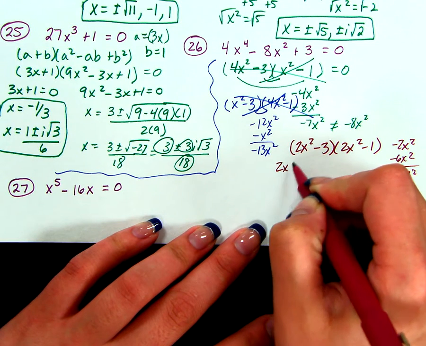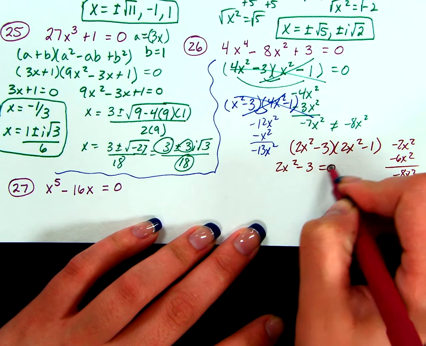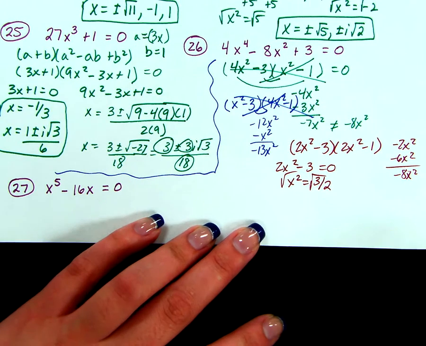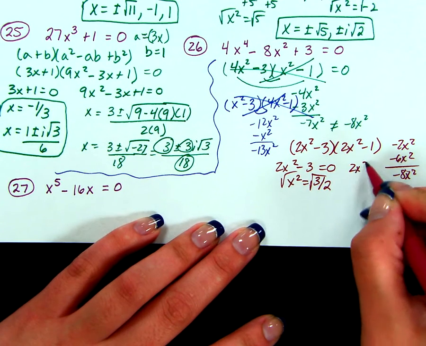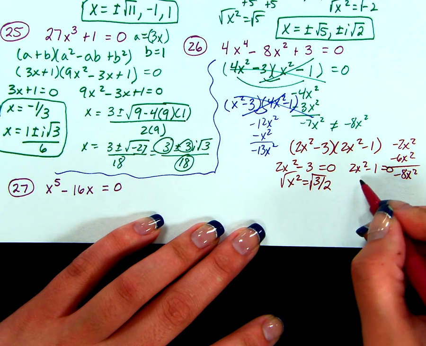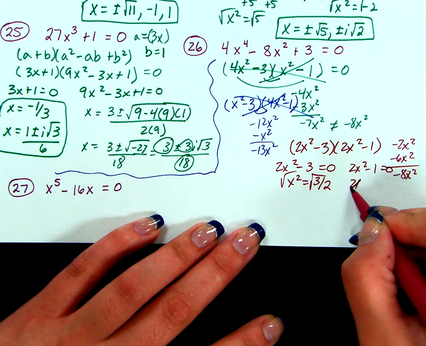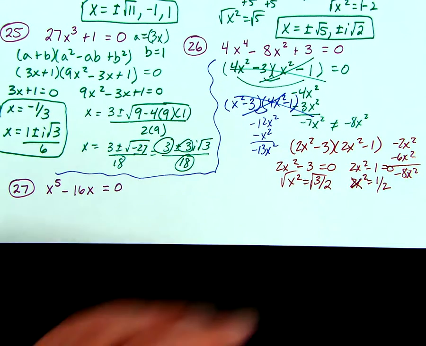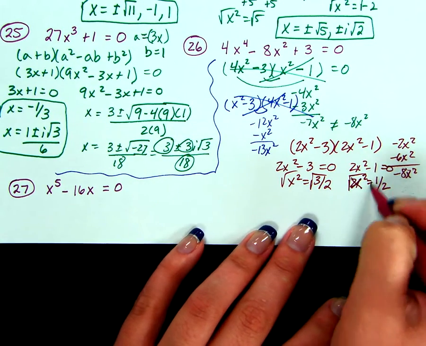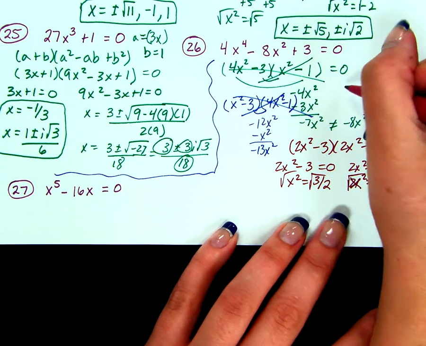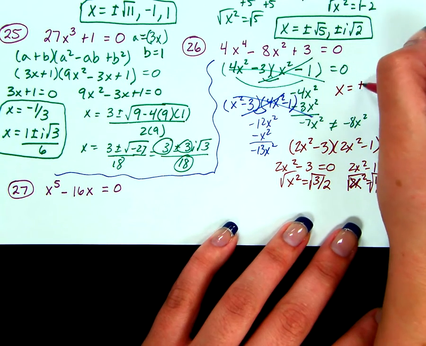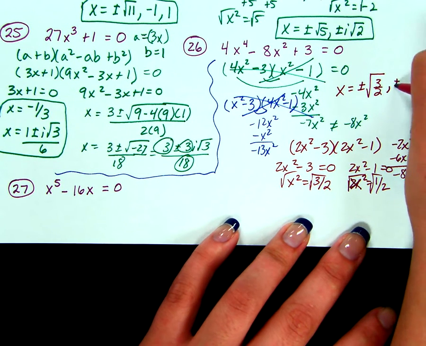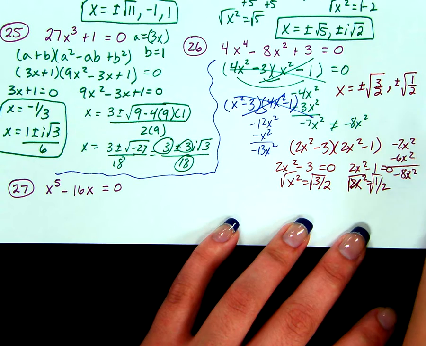So for this one, if we do that, we would add the 3 and then divide by 2, and then I would have to take the square root of each side. For the second one, again, I'm going to add the 1. And then divide by 2, so it's going to be a 1/2. And then I have to take the square root of each side. So my final answers for this problem is going to be x equals plus and minus the square root of 3/2, and then comma, plus and minus the square root of 1/2.